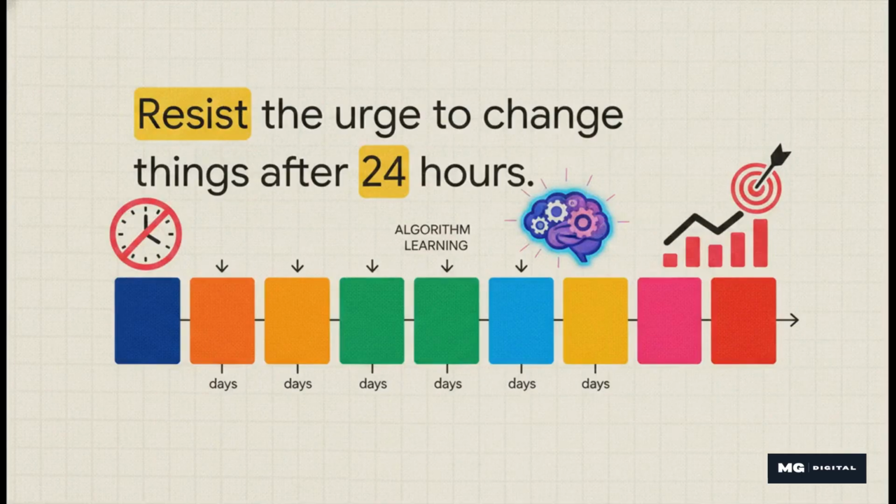And this brilliantly illustrates a vital rule of digital advertising: patience. You absolutely must resist the urge to change things after 24 hours. I know, it's so tempting to tweak your ad if your phone isn't ringing off the hook on day 1, but Meta's algorithm actually requires a full week to learn your specific audience and figure out exactly who responds best to your message. Give it a full 7 days before you review the data and make any adjustments.